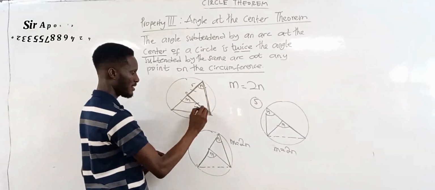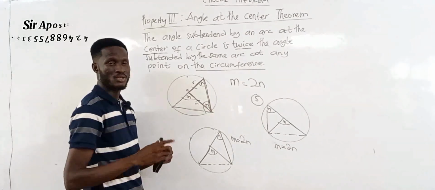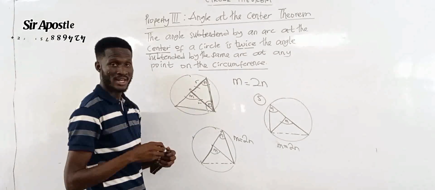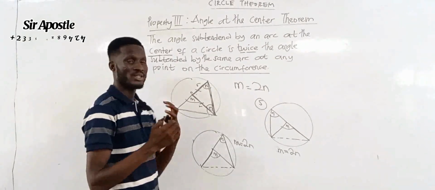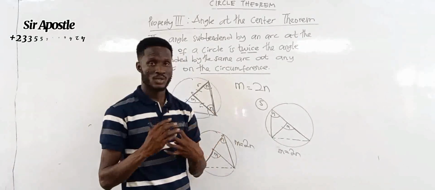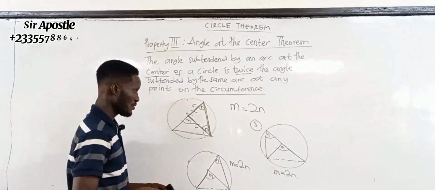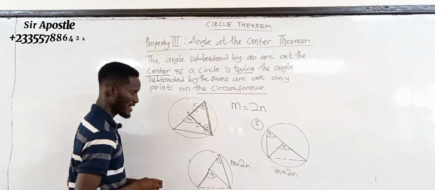So if here is N, here too is supposed to be what? Supposed to be N. So here plus here will give us 180 degrees. I'm just looking at ways and means we can solve these questions using the plane geometry one. Yes. So let's talk about this one too.